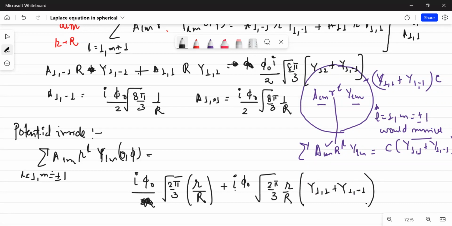Is that clear or is that not clear? So this is how you can write your potential, and if you want to solve it further, you can solve that as well. I have no issues. Is that clear or is that not clear?